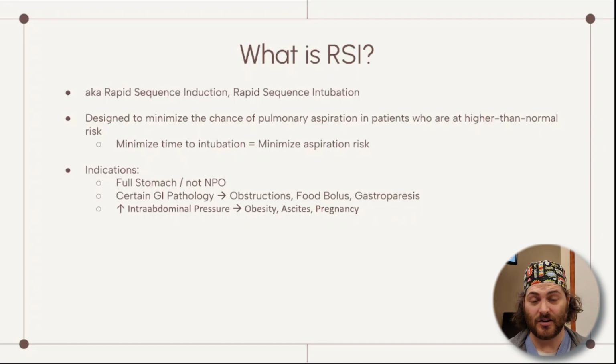I mentioned pregnancy earlier. Anything that increases the intra-abdominal pressure. So you got a baby on there. If a patient has really big ascites, we see that a lot. Obesity actually factors into this. The bigger you are, the more pressure when you're laying supine you're going to have on your stomach, and that's going to push whatever's in there up.